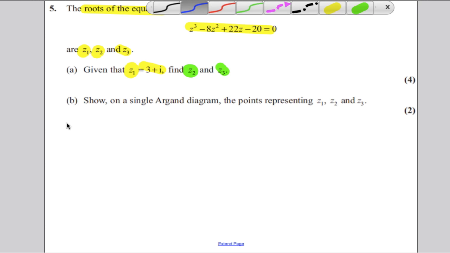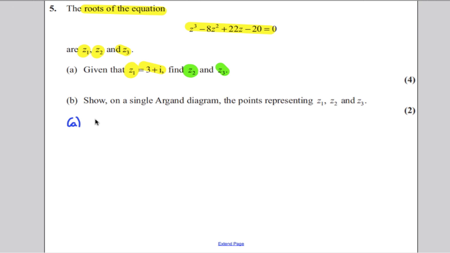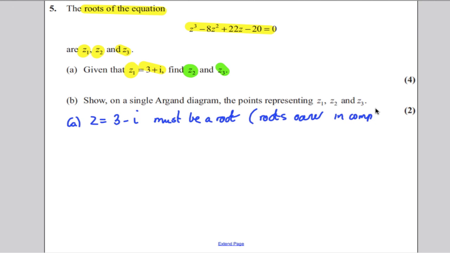First thing to note for your easy mark, 1 mark, is that z equals 3 subtract i must be a root, and the reason is roots occur in complex conjugate pairs. Okay, so that's your easy 1 mark there.